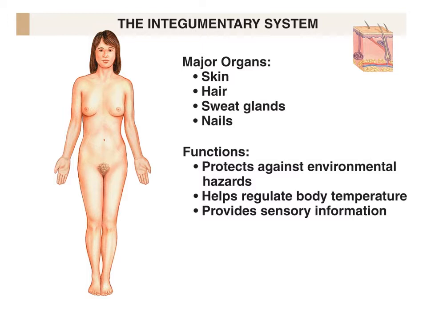It also helps in regulating body temperature. You'll see there are many systems that all interact to regulate body temperature. And it provides our sensory information. So everything that you touch and feel is being sensed by your integumentary system and then sent to your nervous system for processing.